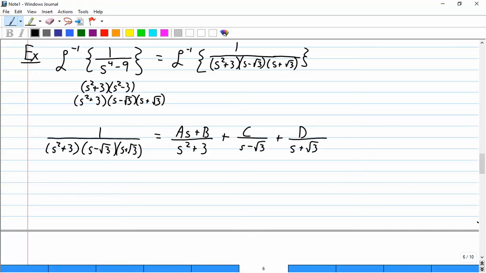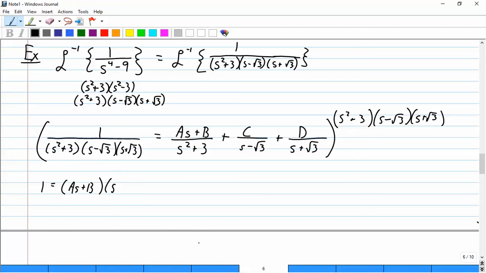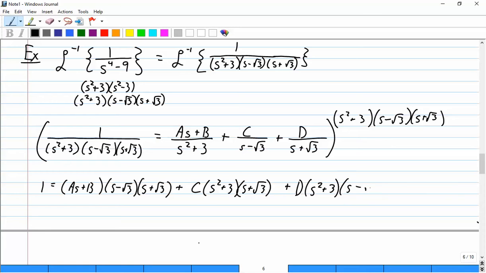Alright, so if I go through and multiply everything by that common denominator, then we will have 1 equals (As plus B) times (s minus square root of 3) times (s plus square root of 3), plus C times (s squared plus 3) times (s plus square root of 3), plus D times (s squared plus 3) times (s minus square root of 3).